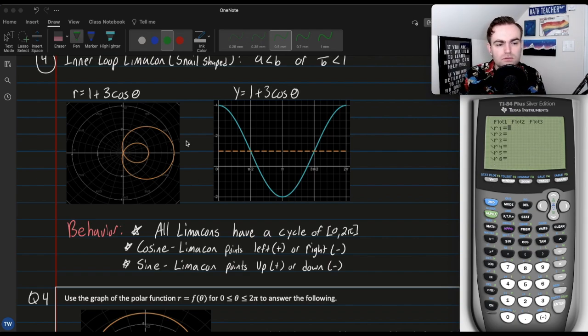Let's do something weird. Let's come up with one on our own. Let's do an inner loop one. So we want the coefficient of the sine or cosine to be larger than the number we're adding. So let's go big or go home. Let's do 2 minus 6 sine theta. And we can see we have that interloop limaçon. And it is going down because we used a minus with sine. So that's the behavior of limaçons.